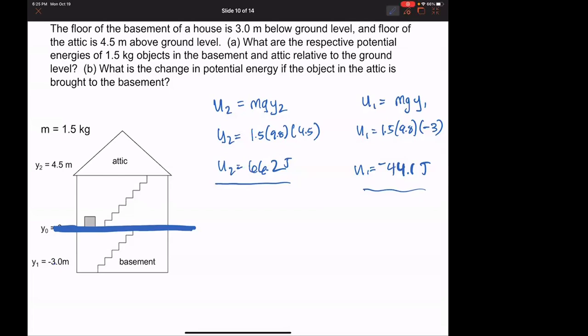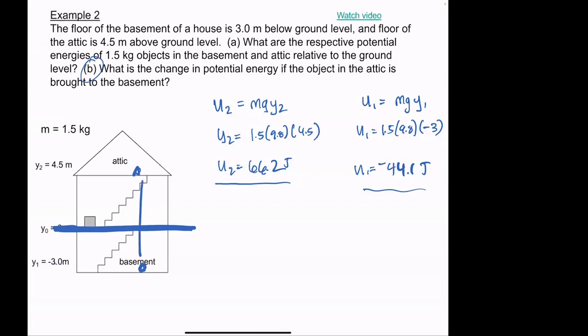So if an object is going in part B from the attic to the basement, so we're going from up here to down here, are we gaining potential energy or losing potential energy by going down? That's the question you need to ask yourself. So our delta U is U1 minus U2, final minus initial. So delta U is negative 44.1 minus 66.2. Delta U is 110.25.